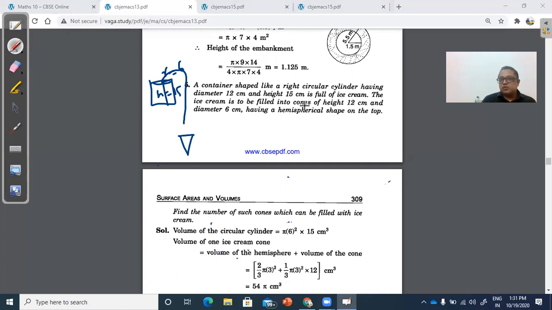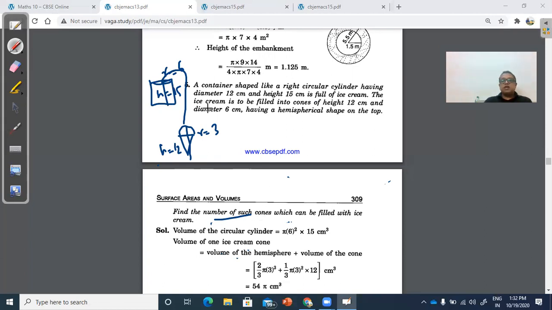The shape of the ice cream is cones with a hemisphere. Now this is tricky here. It's not a cone, it's a cone with a hemisphere. Softy jaise hota hai na. So you will have those cones and then you have extra scoop of ice cream on top. So this is what the question is. Diameter is 6, so radius is going to be 3. And the cone's height is given as 12. So the question is, find the number of cones that can be filled.